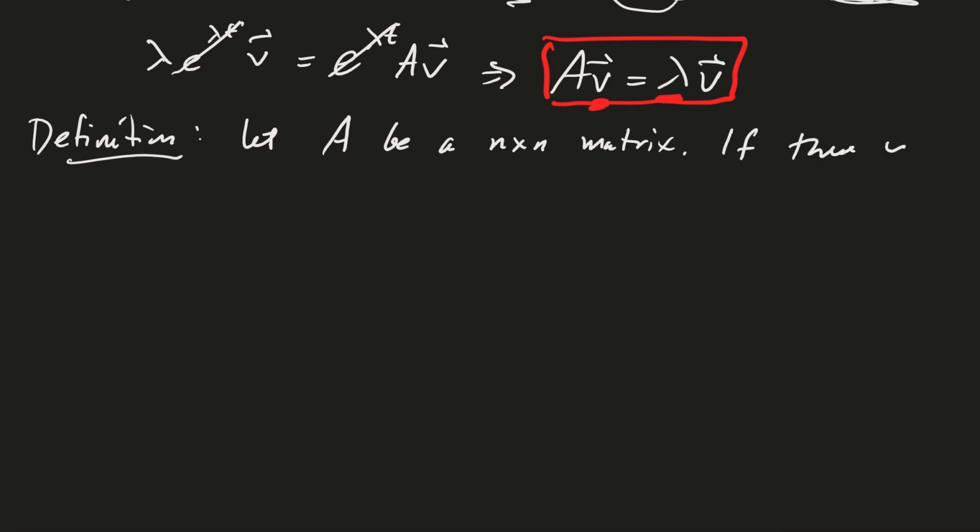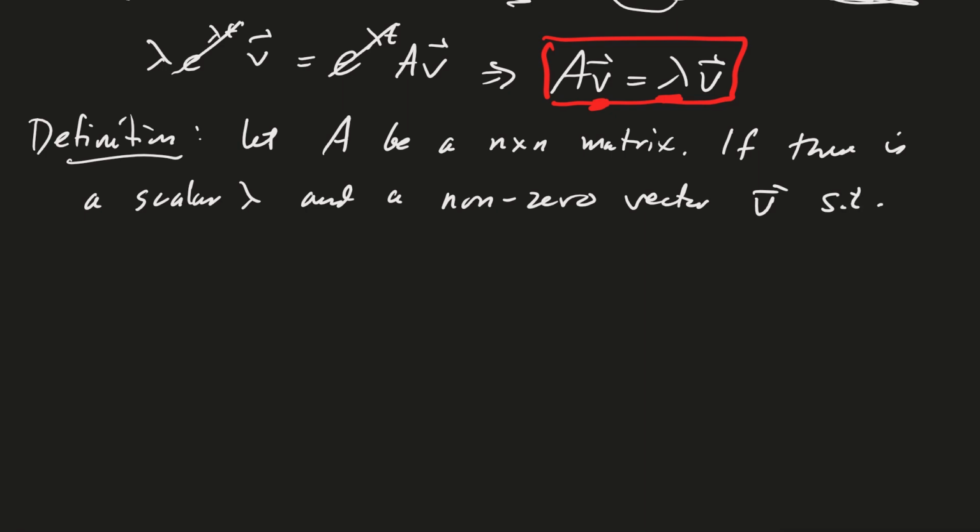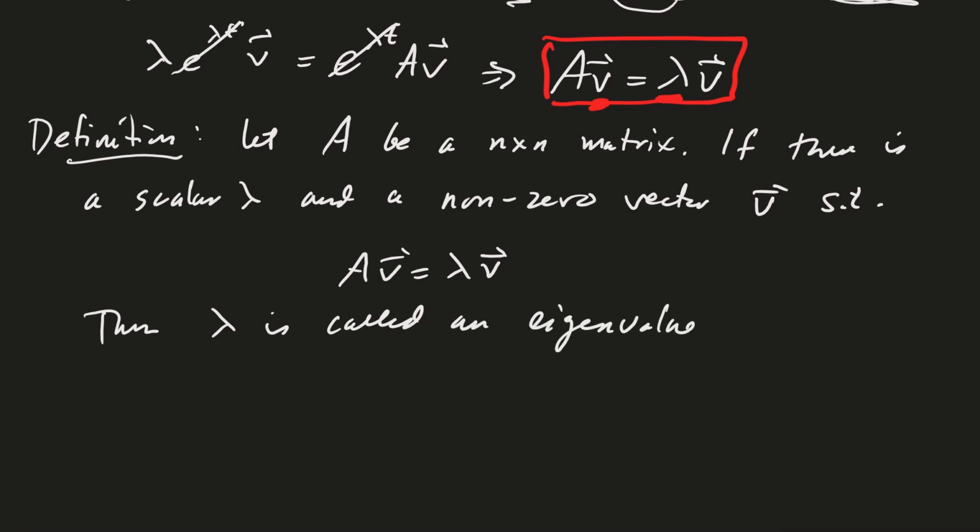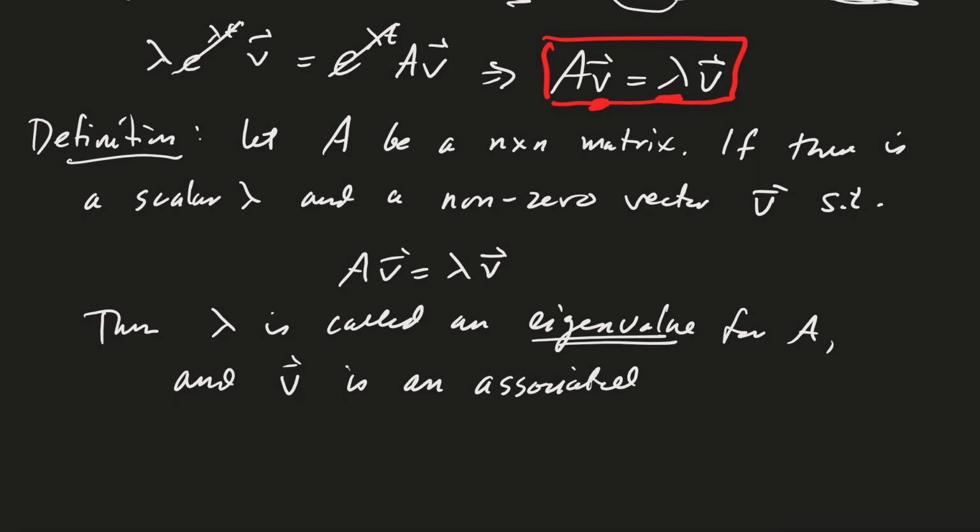If there is a scalar lambda, and a non-zero vector v such that A times v equals lambda times v, then lambda is called an eigenvalue, from the German for a, and as we're going to see, v is an associated eigenvector.